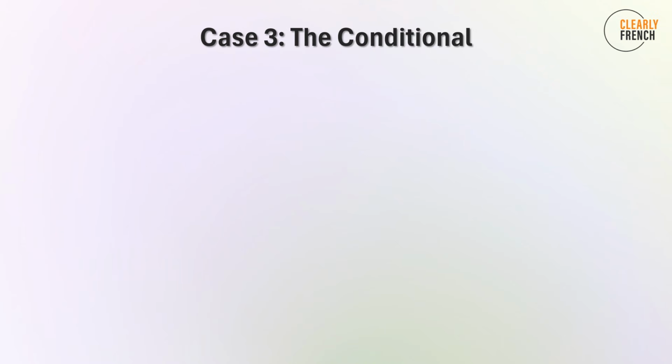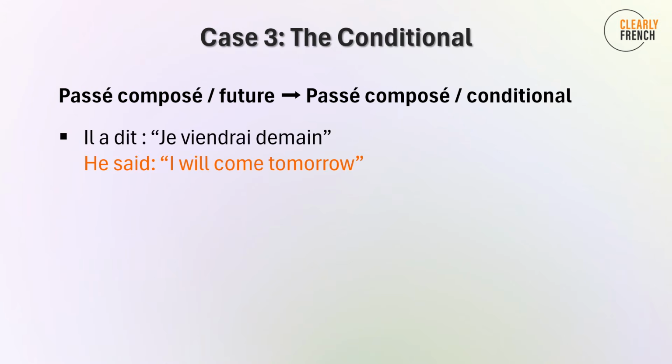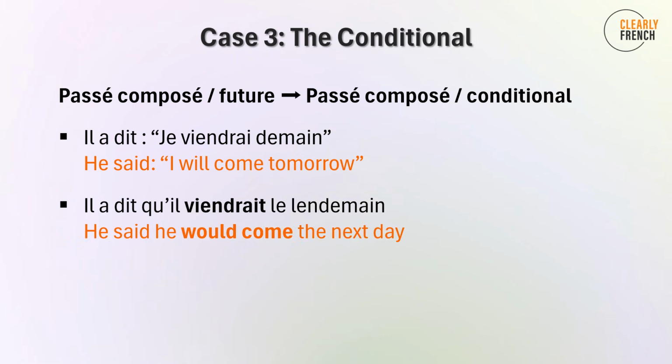Case number 3 is the conditional. So imagine your sentence is passé composé future, then you'll end up with passé composé conditional. Il a dit, je viendrai demain. I will come tomorrow. Future. You end up with, il a dit qu'il viendrait le lendemain. He said he would come the next day.